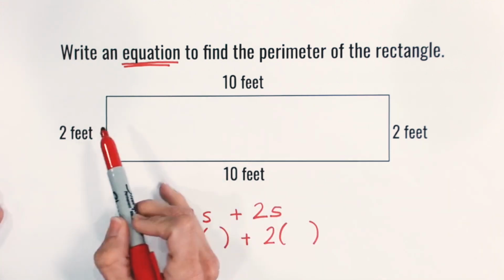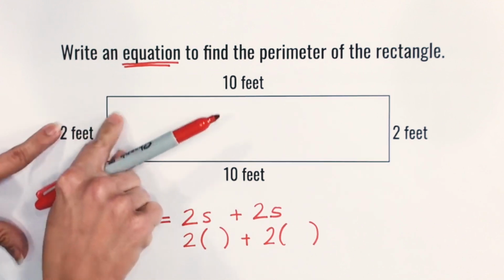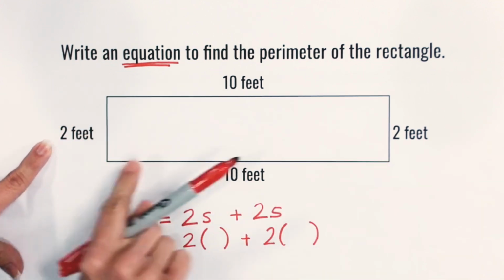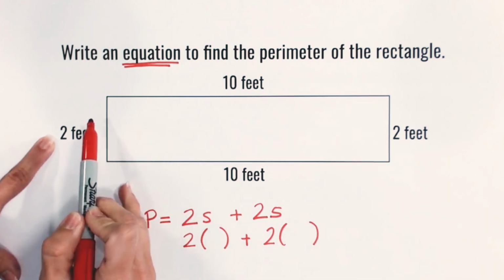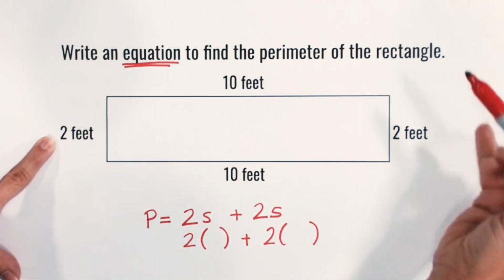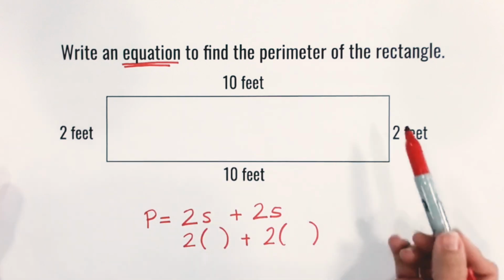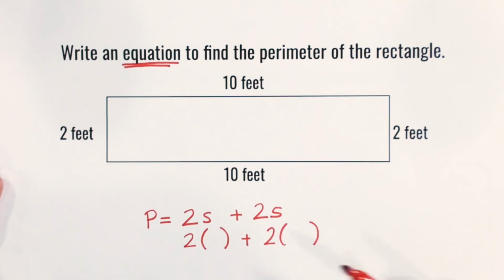In this case, we're looking at the height of the object and the length of the object. So we have 2 feet and 10 feet. Previously, they would have said, okay, 2 feet plus 10 feet plus 2 feet plus 10 feet. But instead, we're going to apply our multiplication skills to that.